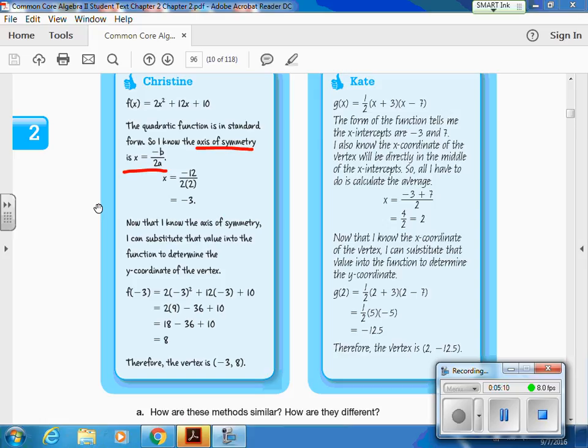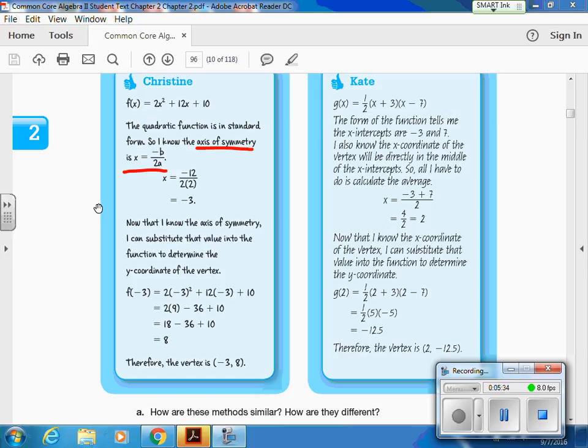Okay, so Kate over here has a different function. Kate, what form is hers in? Factored form. And she has the x-intercepts, -3 and 7. And she knows that the x-coordinate of the vertex will be exactly in the middle of those two.